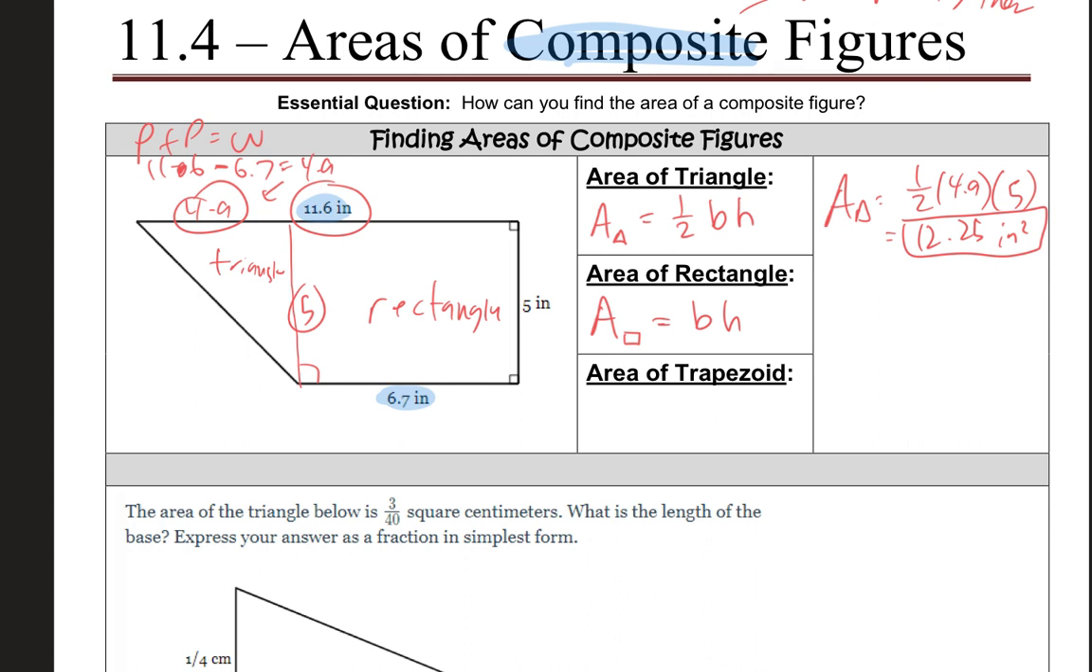All right, now see if you can find the area of the rectangle. The area of the rectangle is equal to our base times our height. On this one, the base is 6.7, the height is 5. So 6.7 times 5. Hopefully you push yourself to get that one on your own, but otherwise, at least we got it now. That one is going to be 33.5, and we said that's inches squared.